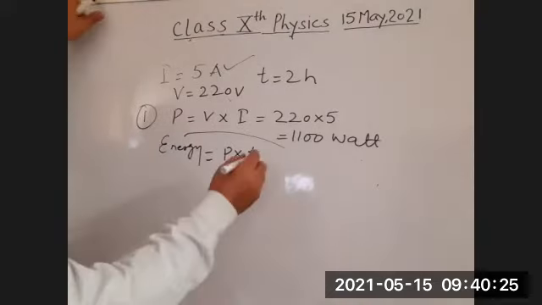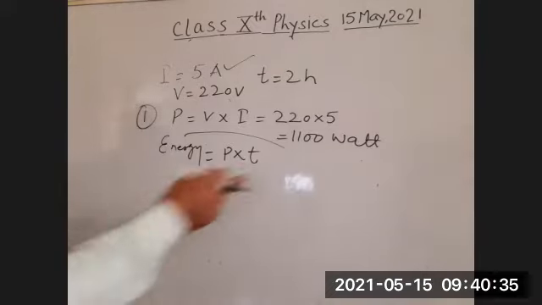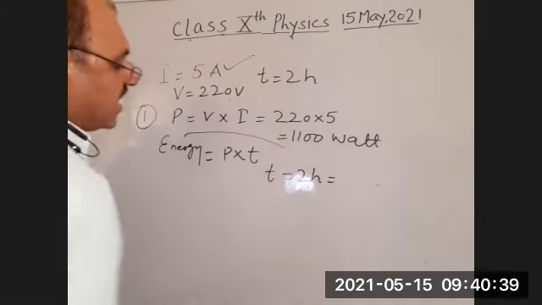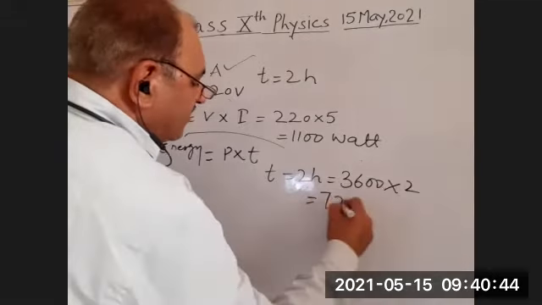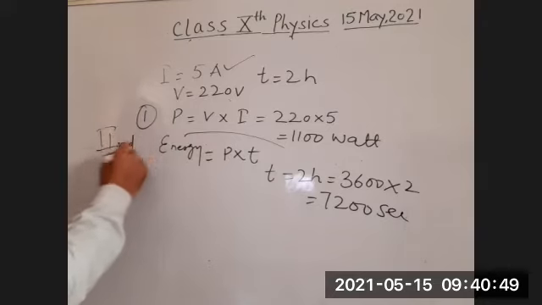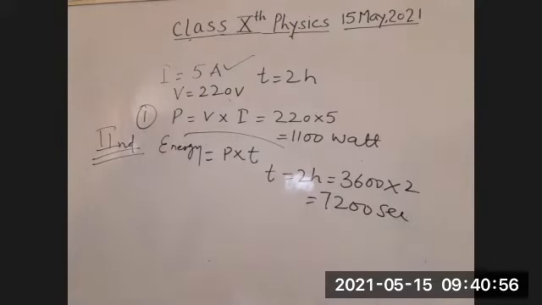Again, now student, it is 1100 watt we have calculated. Now for the time, there is another method. Time is given as 2 hours. In 1 hour there are 3600 seconds, so you can multiply and it will be 7200 seconds. This is the second method, and it is also very simple. First you calculate the power. After that, the time is 7200 seconds.